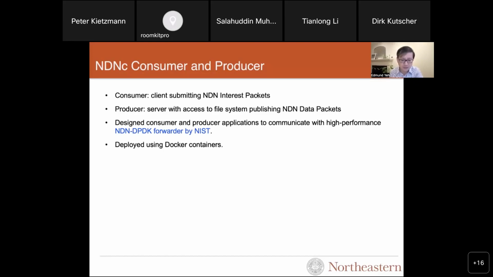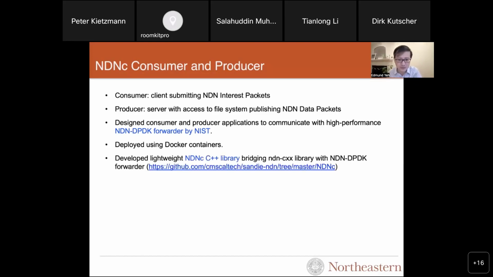These consumer and producer applications were deployed using Docker containers. In order to develop these applications, we also developed a lightweight NDNC C++ library, bridging the NDNCXX library with the NDN-DPDK forwarder. And this can be found on GitHub. I'll just mention that this was primarily developed by Catalin Iordache at Caltech, who has made great contributions in this respect.